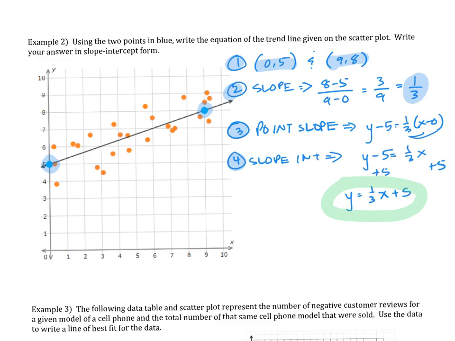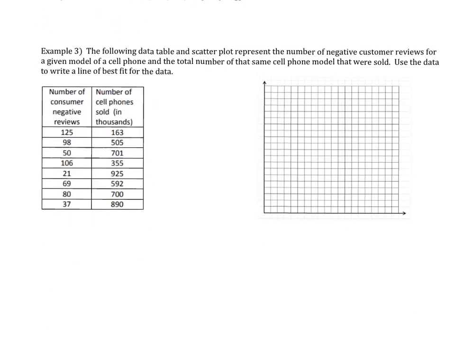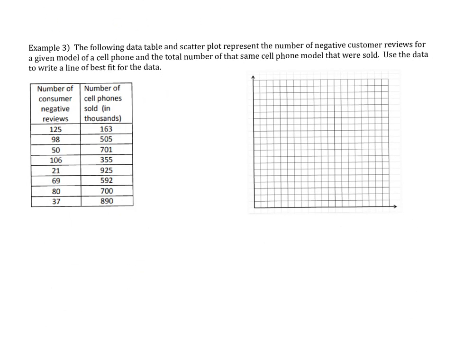So now let's look at this last problem. And this one's going to require you to do everything, right? So it's going to require you to draw the scatter plot, find a line that fits the data, and find the equation of that line. So a lot of steps in this process.